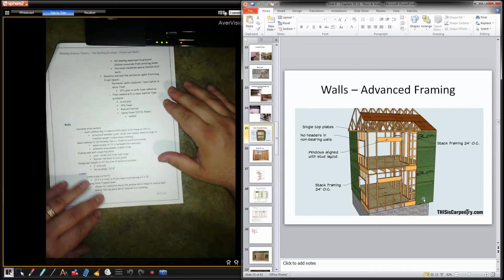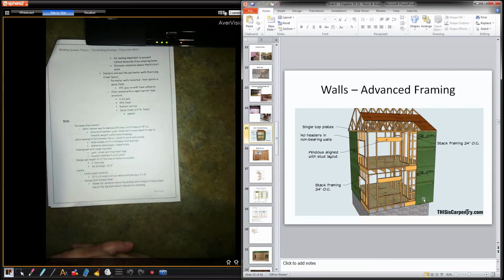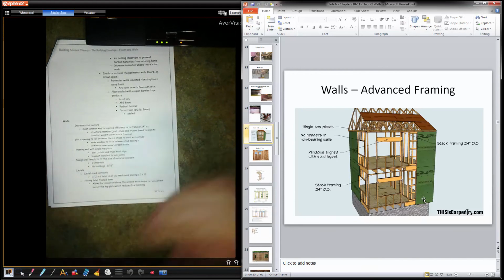So walls, advanced framing, things that are going to add some potential for energy efficiency, so increased stud centers. So the most common way to improve efficiency on walls is to change from 16-inch on centers to 24. So that's almost a given whenever you're going to get into advanced framing or passive homes, or trying to build a house that's going to be a little bit warmer, is increasing your centers, more insulation, therefore warmer building.